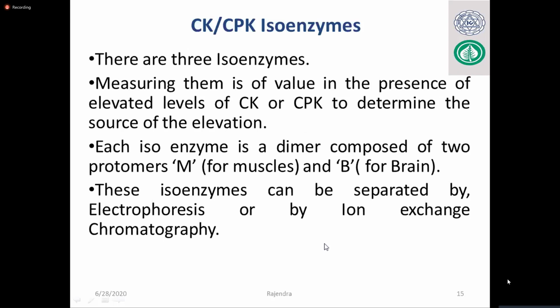Now we will discuss more specific isoenzymes about myocardial infarction. There are 3 isoenzymes of this creatine phosphokinase. Measuring them is valuable when there is an elevated level of creatine kinase or creatine phosphokinase. To determine the source of the elevation, we have to find out what the possible reasons are for this high value of creatine phosphokinase.